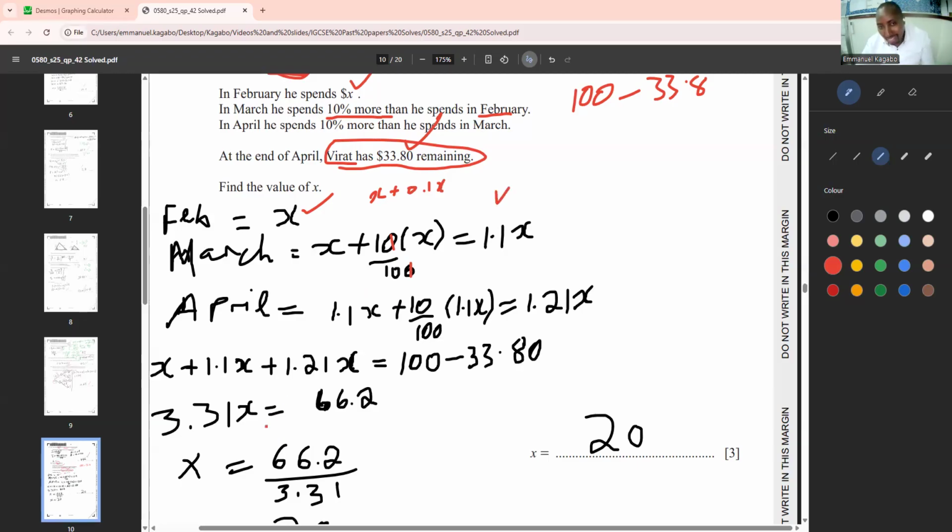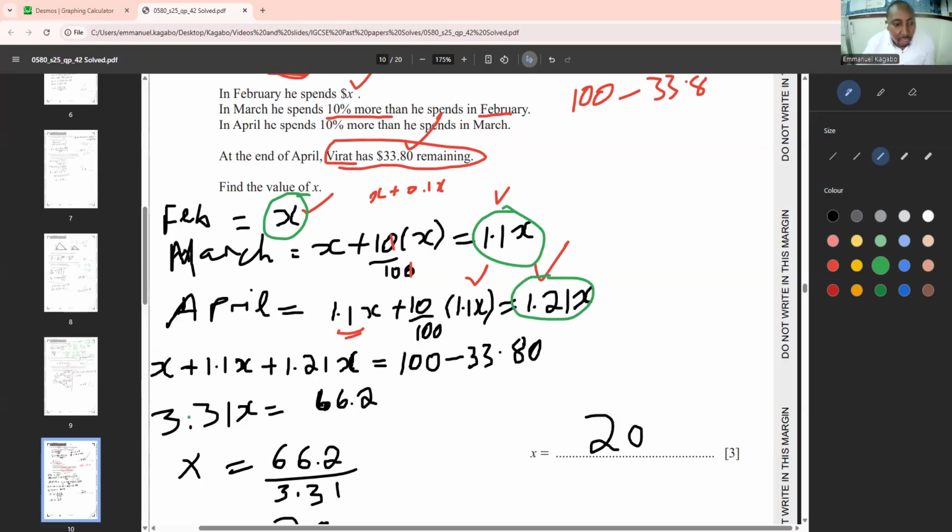Now, in April, what happened, guys? He spent again 10% more than what he spent in March. In April, he's going to spend 10% more, and that's why you're going to work it out like that. So how much did he spend in total? Let me choose the pen. In February, he spent X. In March, he spent that. In April, he spent that.